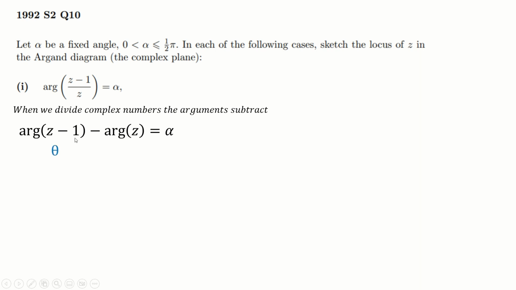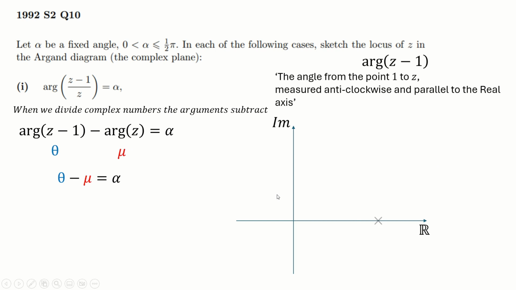So that's the justification for that. So okay, that's what we've got here. So let's call that theta and that mu. And let's do both these things. So one of them is measured from 1. You can think of z as just z minus 0. So one of them is going from 1, and one of them is going from 0, like this. And where's theta minus mu?